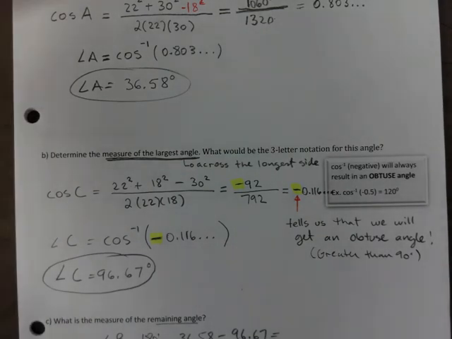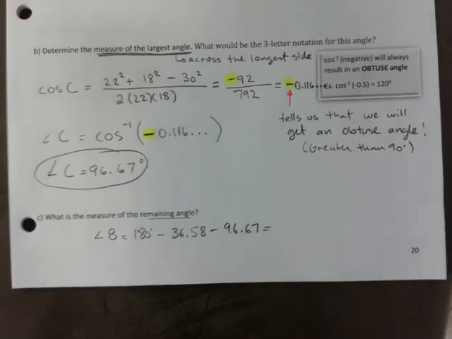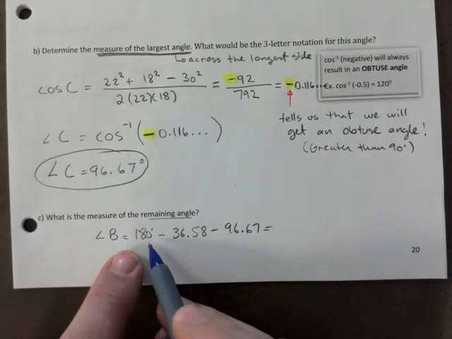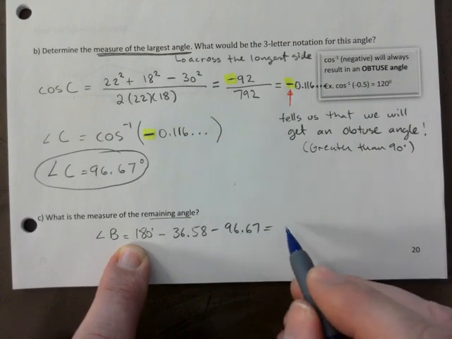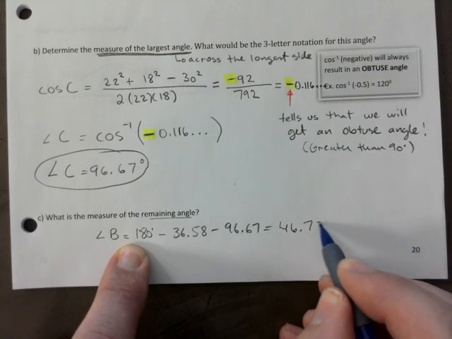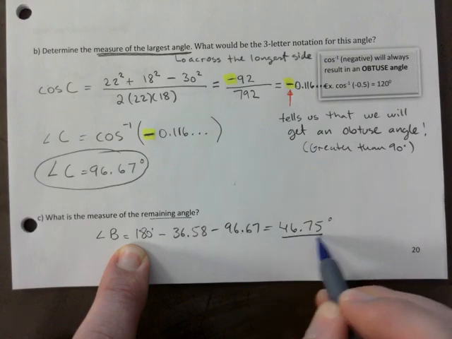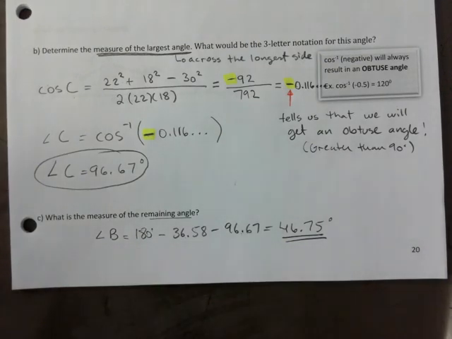At the bottom here, to find that last remaining angle, I'm just going to go 180 minus the two that I already know, and that's 46.75. I think that goes without saying. There you go. All three angles are known to you.